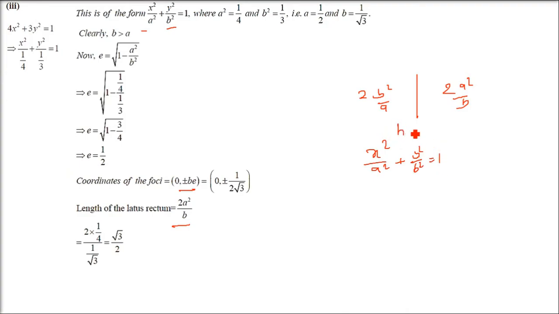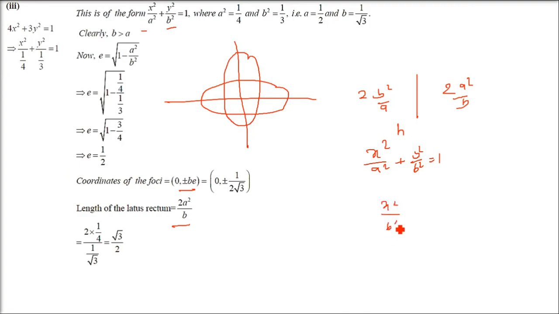X square by a square plus y square by b square, they have used for horizontal ellipse. And whenever they have a vertical ellipse, they have changed this to x square by b square plus y square by a square equals 1. They have changed the place of a and b.